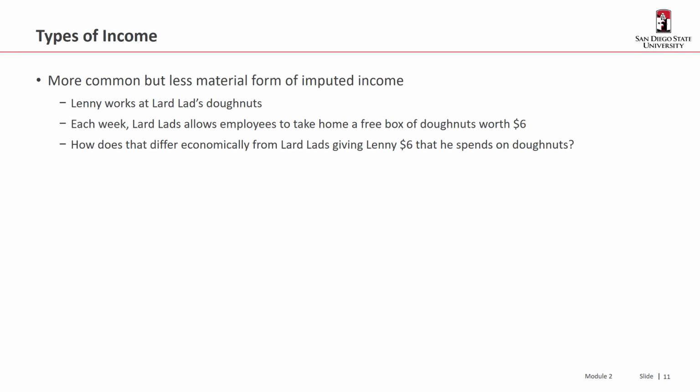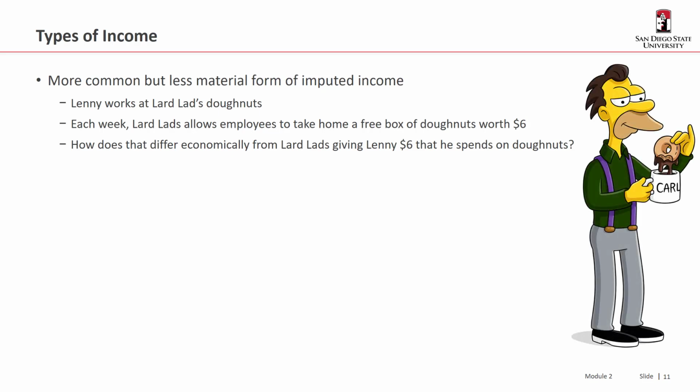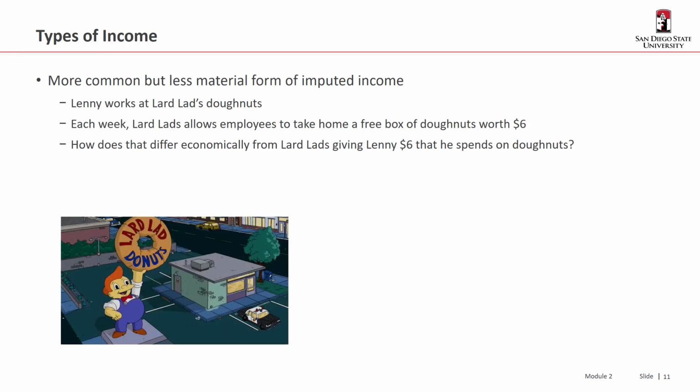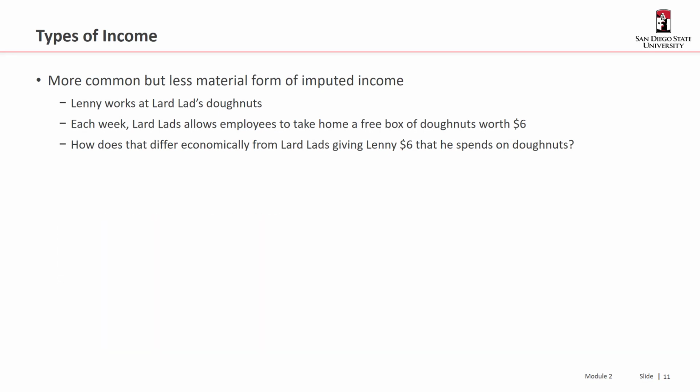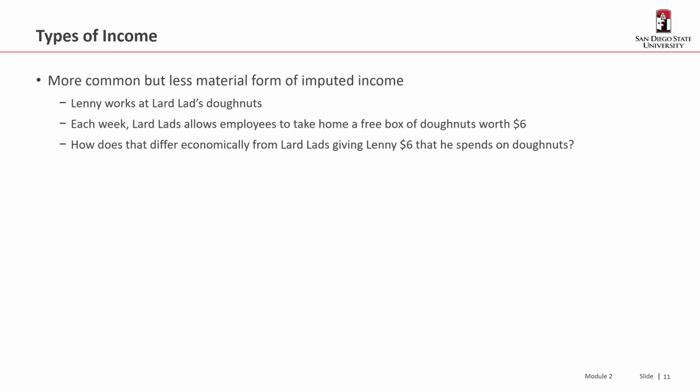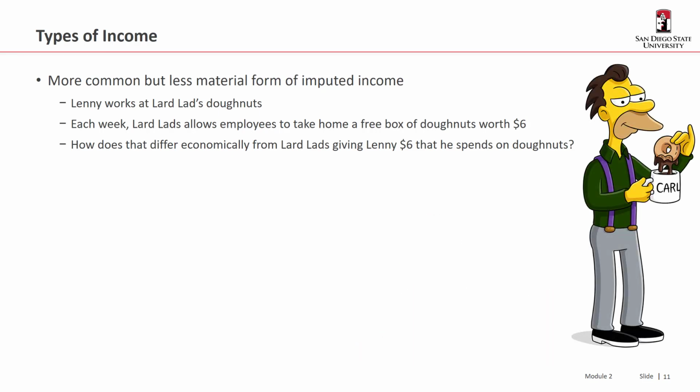Okay, so here's a more common but considerably less material form of imputed income. Lenny works at Lard Lad's Donuts, and each week Lard Lads allows employees to take home a free box of donuts, and the value of that box of donuts is estimated to be $6. Rather than have the employees try to steal donuts and take them home, they say, look, we'll just give you a box every week for free. Just take them home. If you don't want them, fine, don't take them. But if you want them, you can take 1 box home a week, and that's on us.